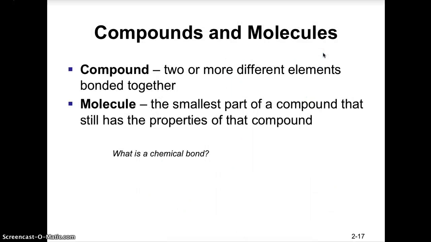So what are compounds and molecules? A compound is 2 or more different elements that are bonded together. Molecules are the smallest part of a compound that still maintains the properties of that compound. So what creates compounds and molecules are these things called chemical bonds. And a chemical bond is basically the force of attraction between 2 or more elements. That force of attraction could be differences in charge, or it could require the atoms to be sharing electrons.